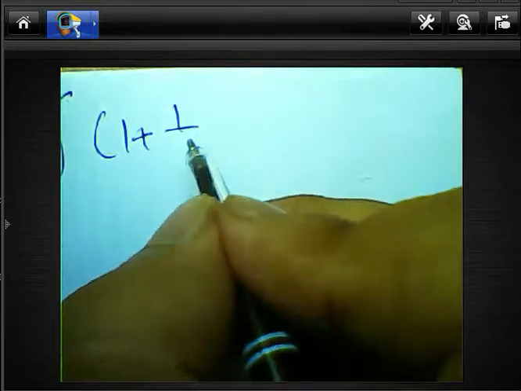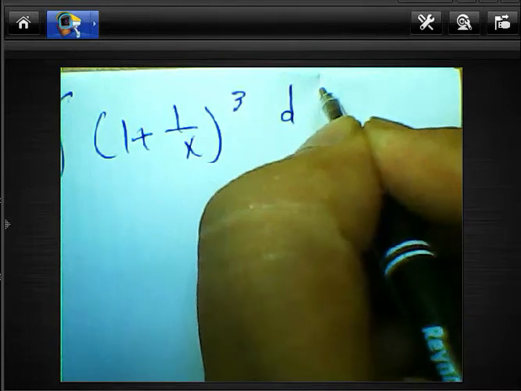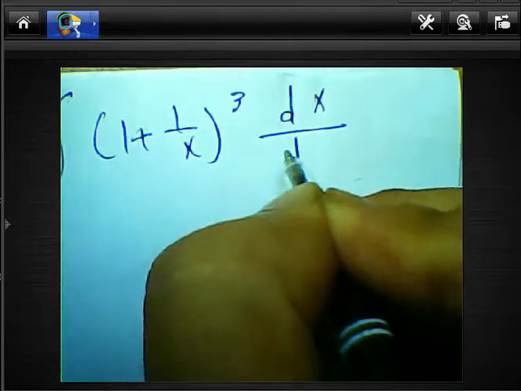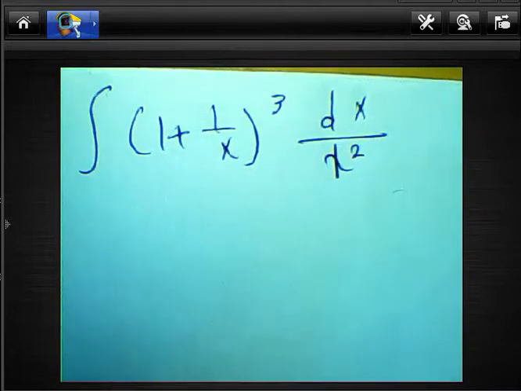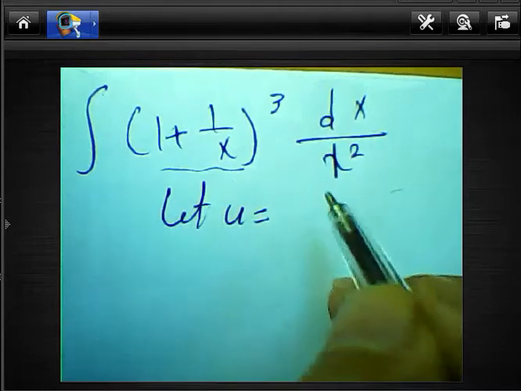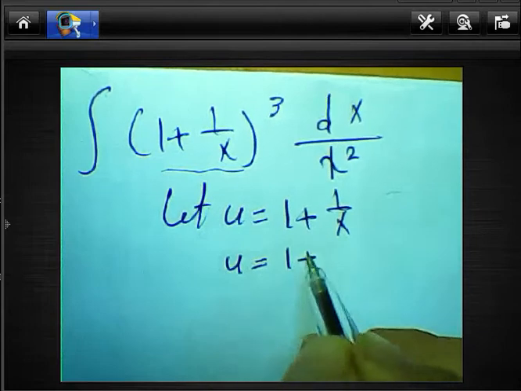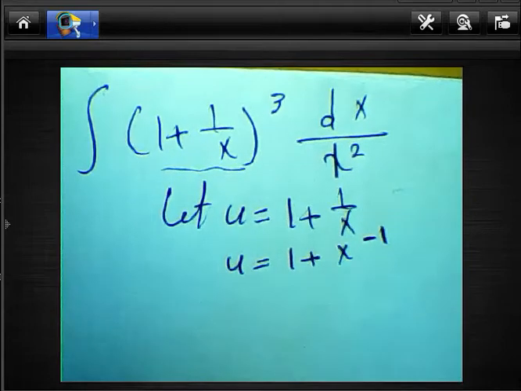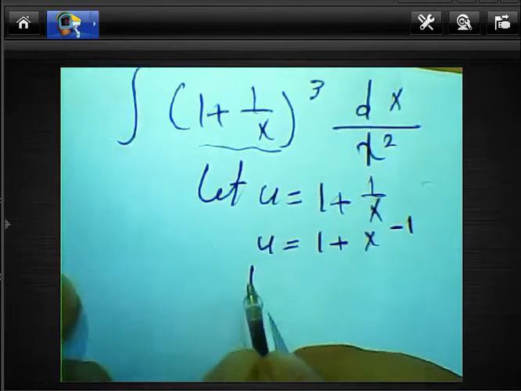Another example: the integral of (1 + 1/x)^3 dx over x^2. To find this integral, we must let u equal 1 + 1/x, then u equals 1 + x^(-1), since 1/x equals x^(-1).